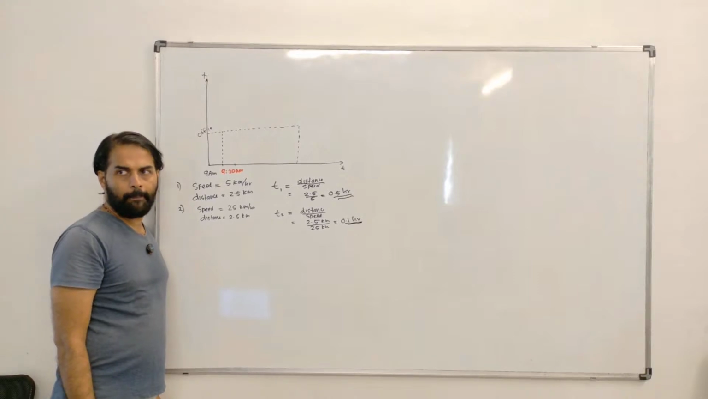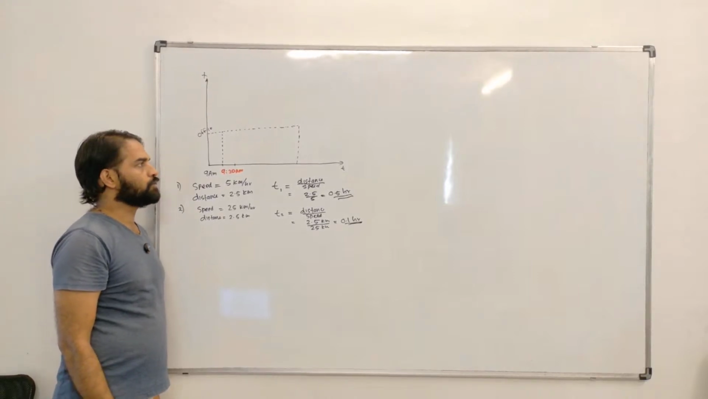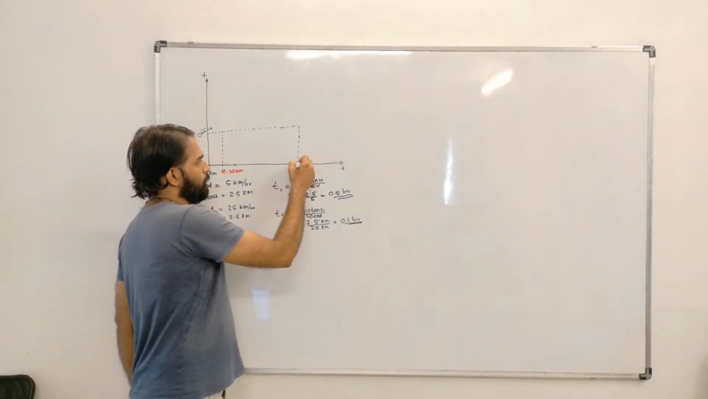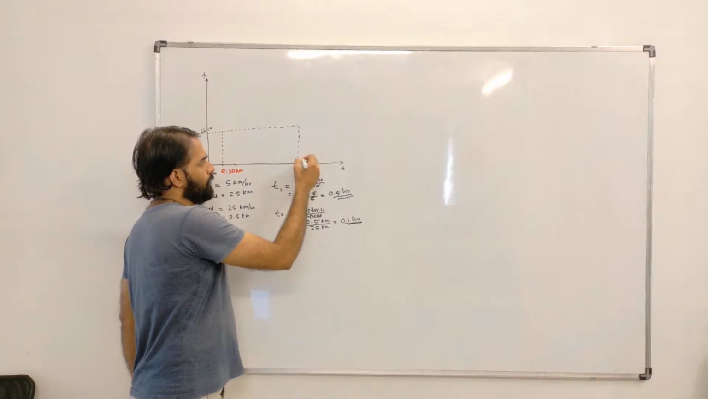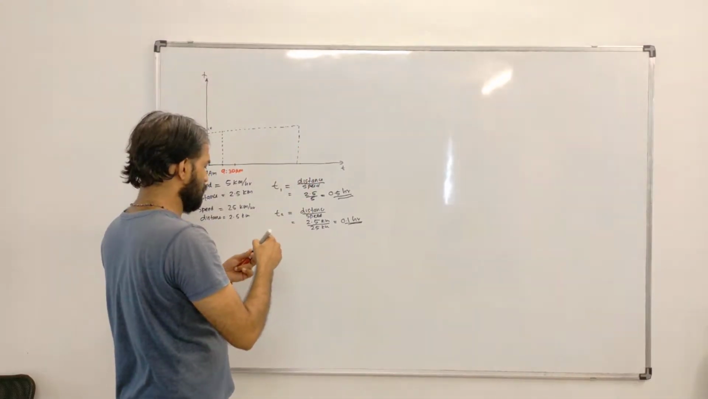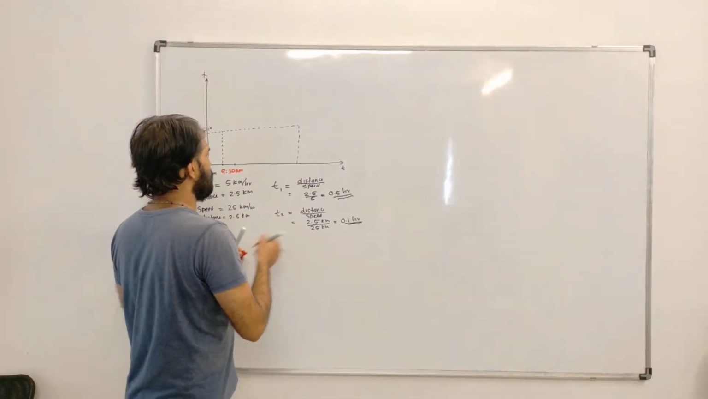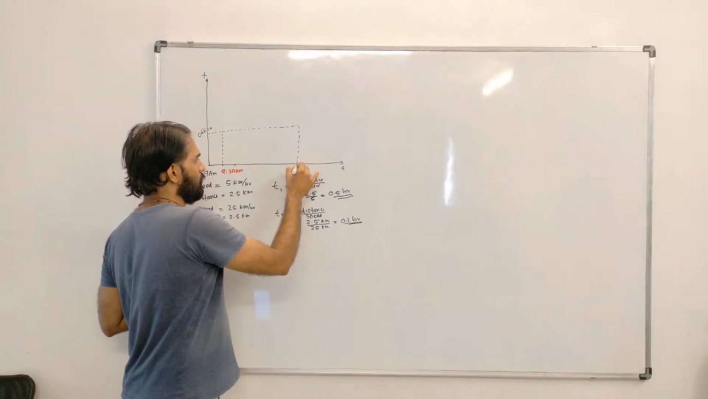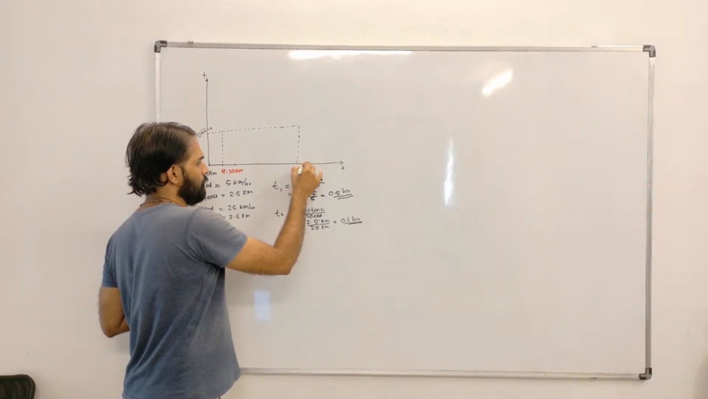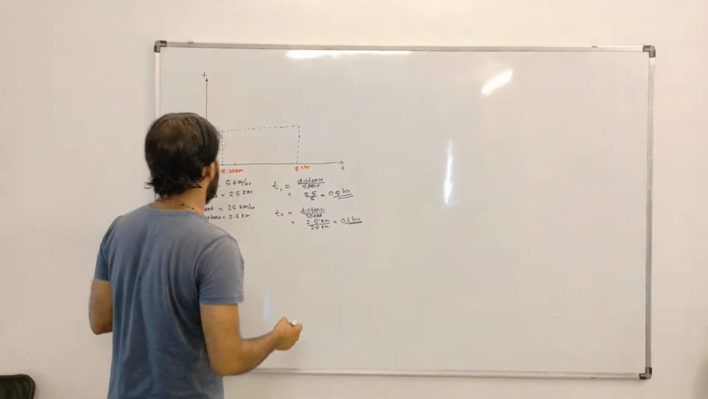Is that okay? Got it? So which means immediately, 0.1 hour, immediately she will be reaching. So this will be after 5.1, 5.1 hour she will be reaching home.